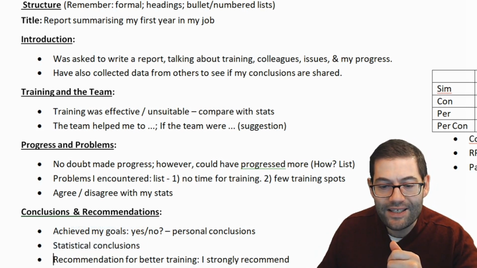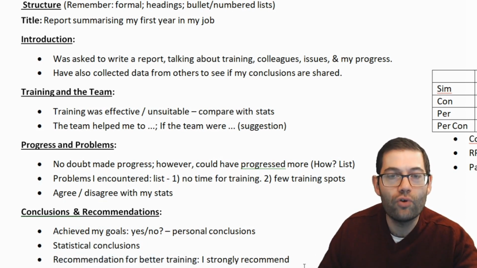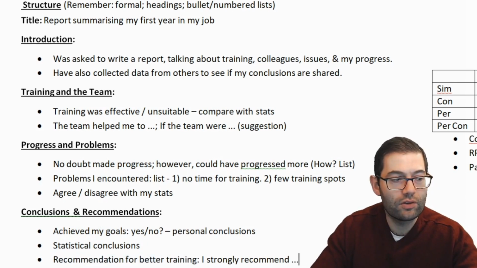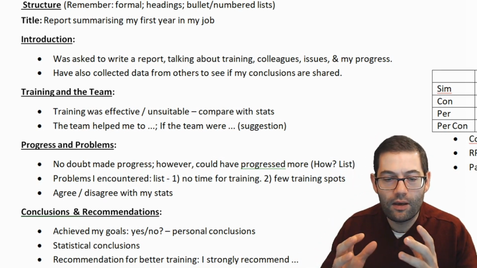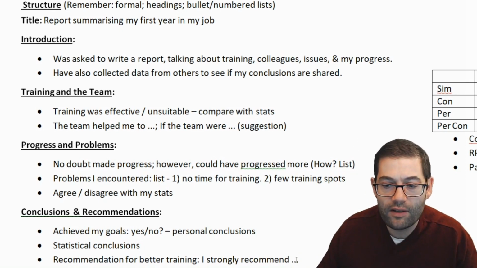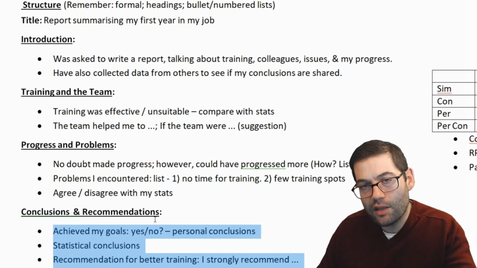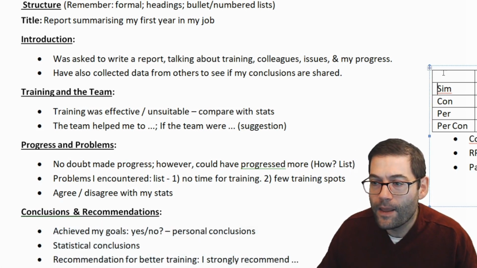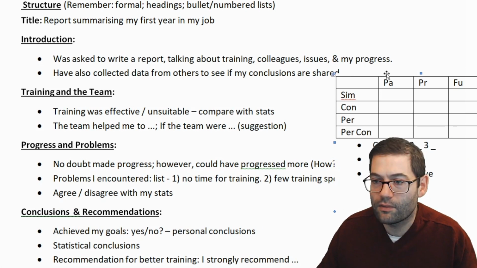And then an explicit recommendation, in this case for better training. I strongly recommend whatever it might be. So I'm explicitly saying what I have to do, which is what you have to do in the final part of the report. You have to conclude and you have to recommend. If I bring my grammar back in, we can see, let's move it up a bit.